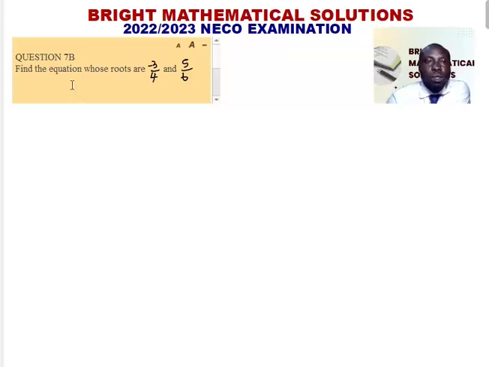Hello, this is question 7b of the 2022-2023 NECO examination. It says find the equation whose roots are minus 3 over 4 and 5 over 6.